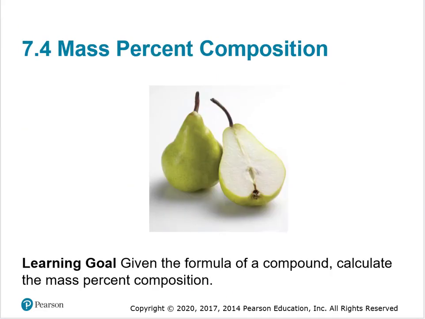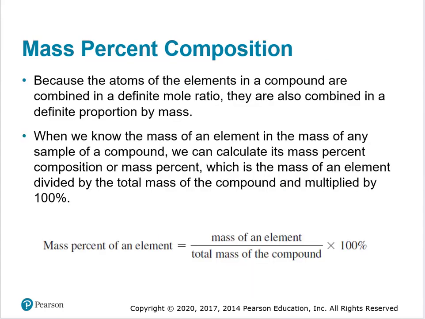In this section, we are looking at mass percent composition. Given the formula of a compound, calculate the mass percent composition. Because the atoms of the elements in a compound are combined in a definite mole ratio, they are also combined in a definite proportion by mass. When we know the mass of an element in the mass of any sample of a compound, we can calculate its mass percent composition, or mass percent, which is the mass of an element divided by the total mass of the compound and then multiplied by 100.